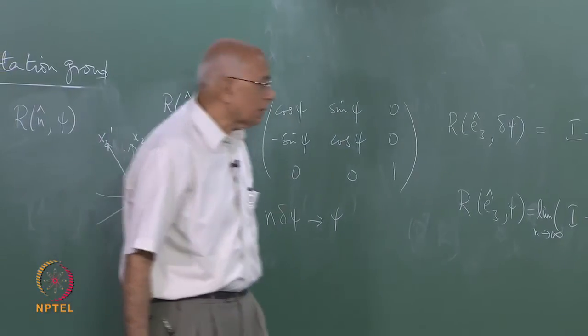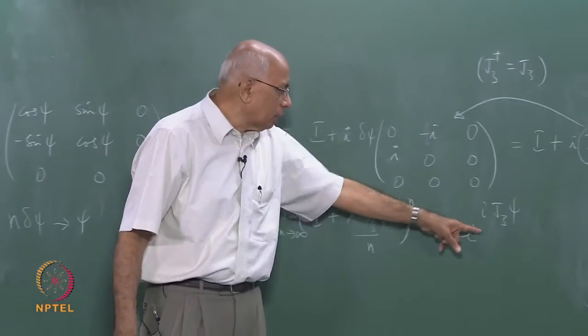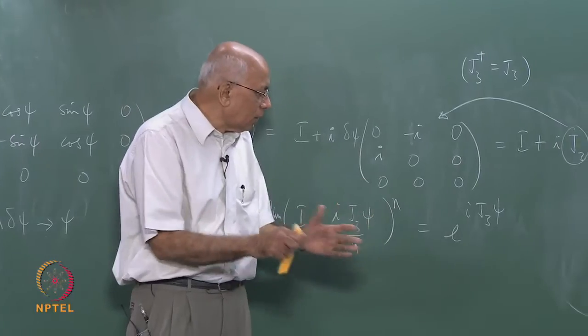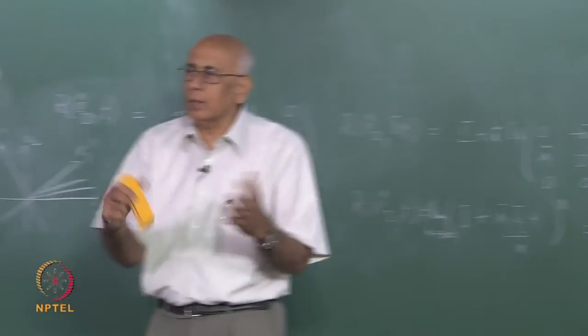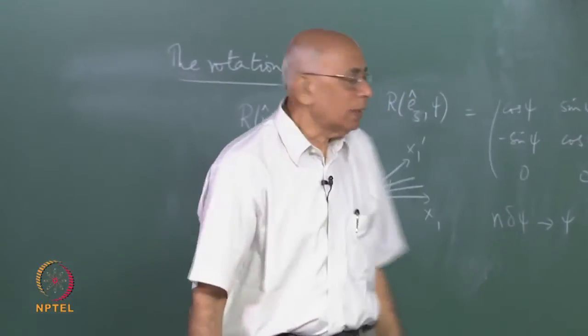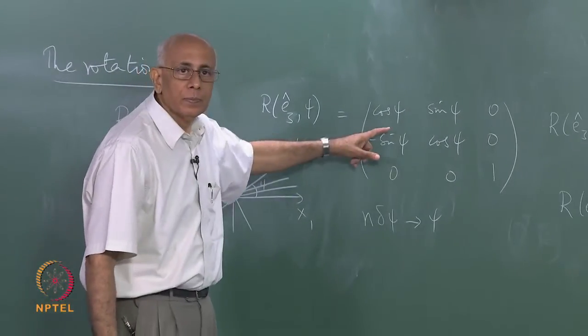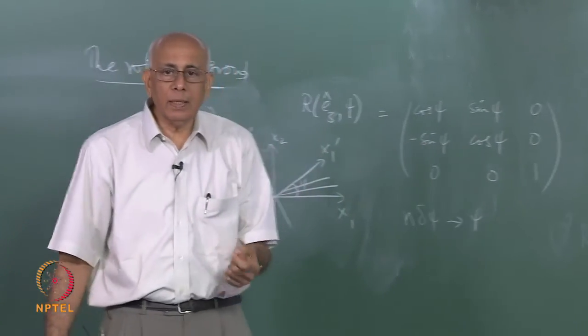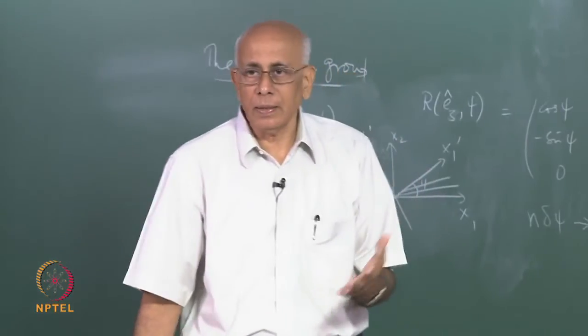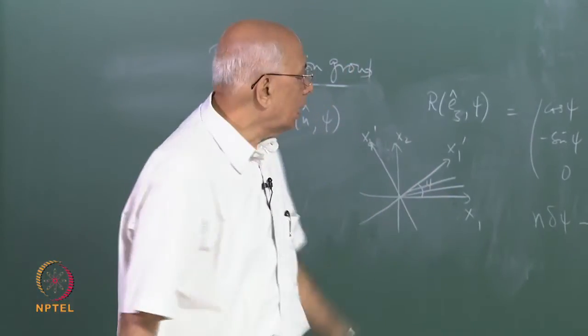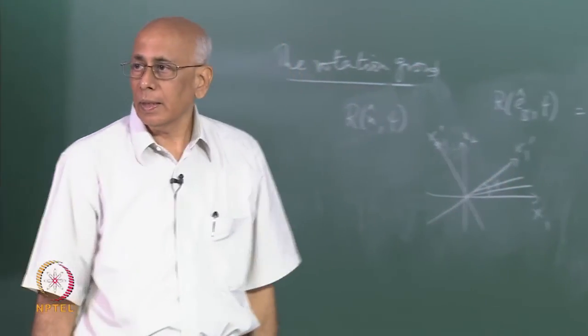So, that is a little exercise. Show that this matrix, which is (I + iJ3ψ/n) to the power n, the whole thing squared, cubed and so on, will in fact reduce to this thing here. Okay. You need the infinite series representation for cos ψ and sin ψ, that is all you need, and then it will indeed go to this right here.